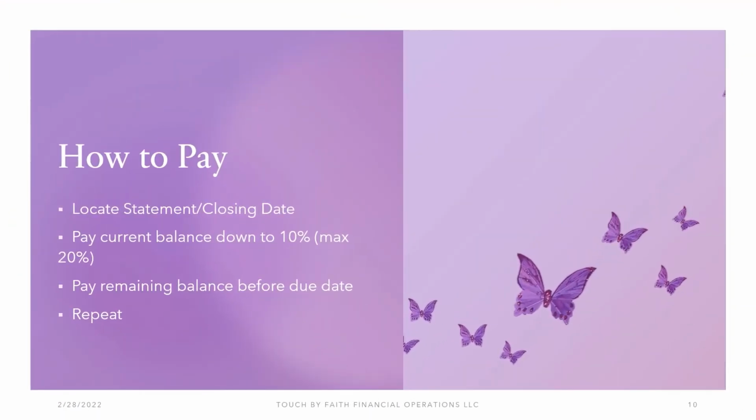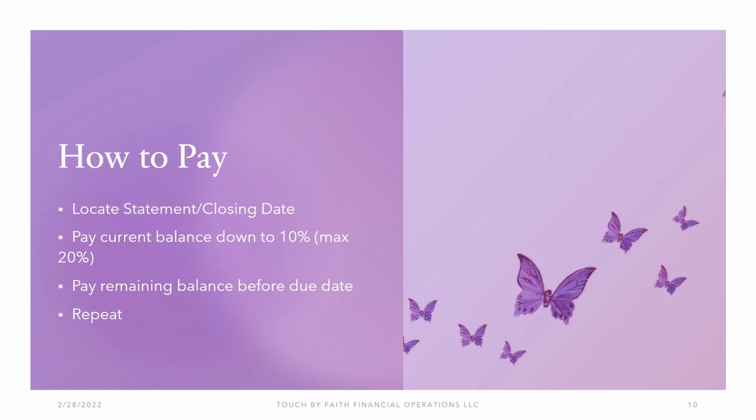Now that you know how to read your credit card statement, let's talk about how to pay the bill each month. Remember that your payment history affects your credit score by 35% and credit utilization affects your score by 30%, which means a credit card affects 65% of your credit score. The first thing you want to do is locate your statement or closing date. This date starts your payment clock, which means you have 30 days from your statement date to make a payment before you are considered late.